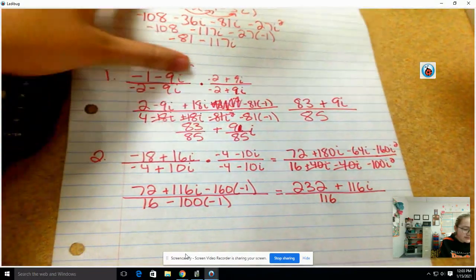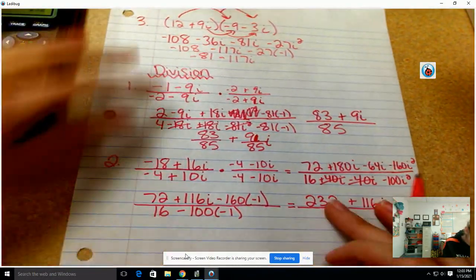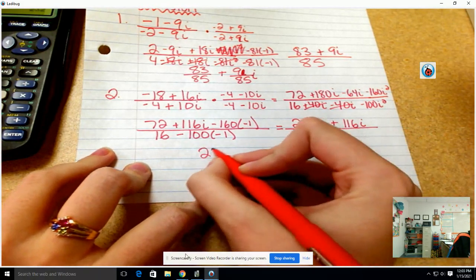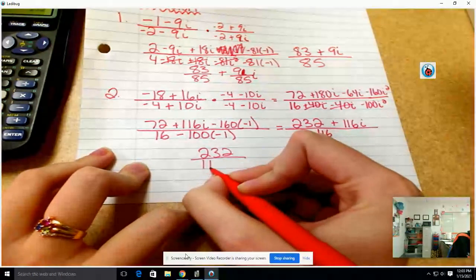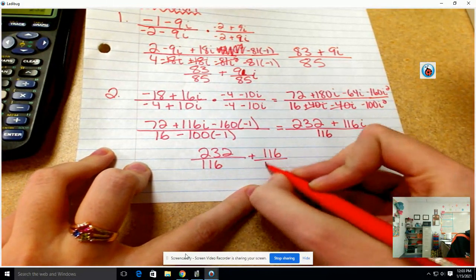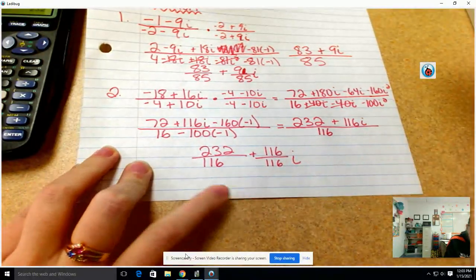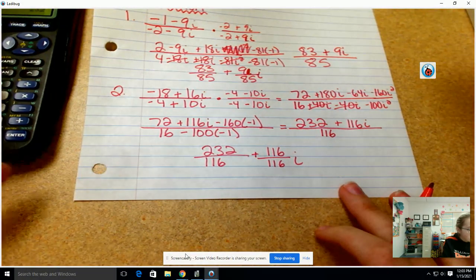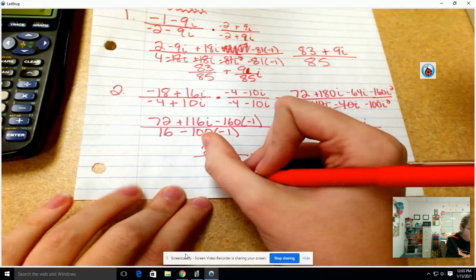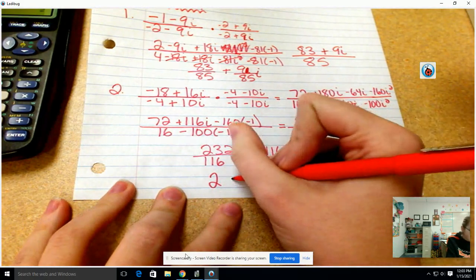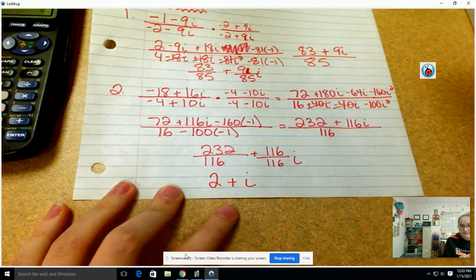Then lastly, remember I have to split it up into a plus bi format. So we're going to split it and we're going to have 232 over 116 plus 116 over 116i. And then we look to see if we can simplify it any further. 232 divided by 116 is simplifiable, and that's going to give us 2. 116 divided by 116, that's going to give us 1. So we're just left over with i.